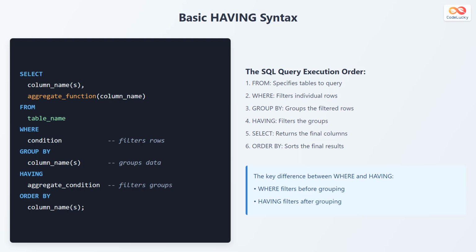Here's the SQL query execution order. First, FROM is executed, which specifies the tables to query. Then WHERE filters individual rows. Next, GROUP BY groups the filtered rows. After that, HAVING filters the groups, and then SELECT returns the final columns. Finally, ORDER BY sorts the results. A key difference between WHERE and HAVING is that WHERE filters before grouping, while HAVING filters after grouping.